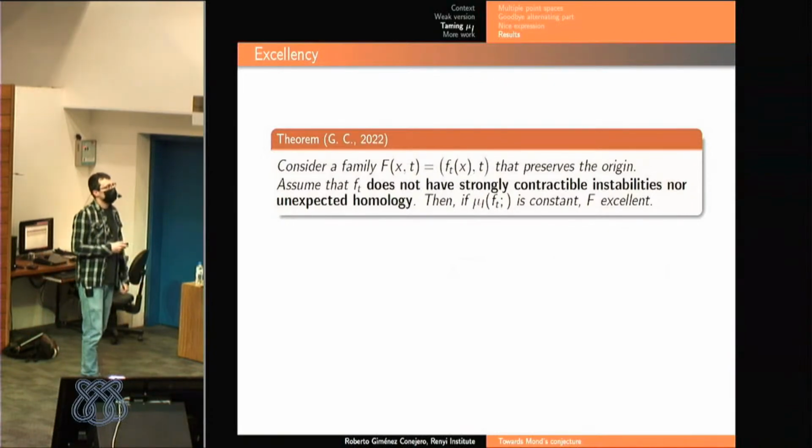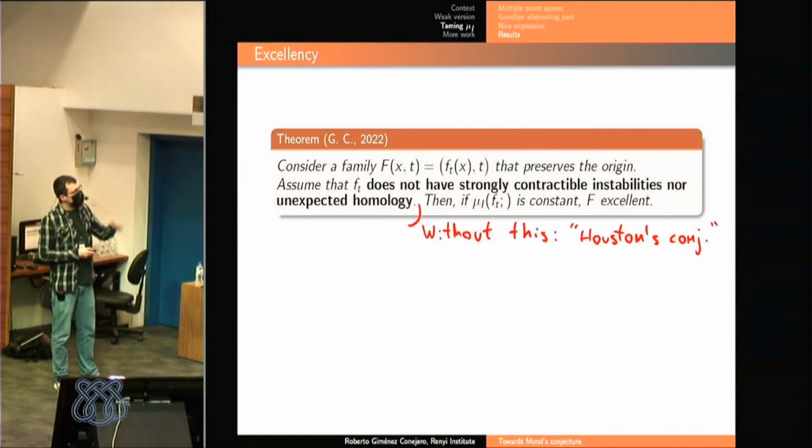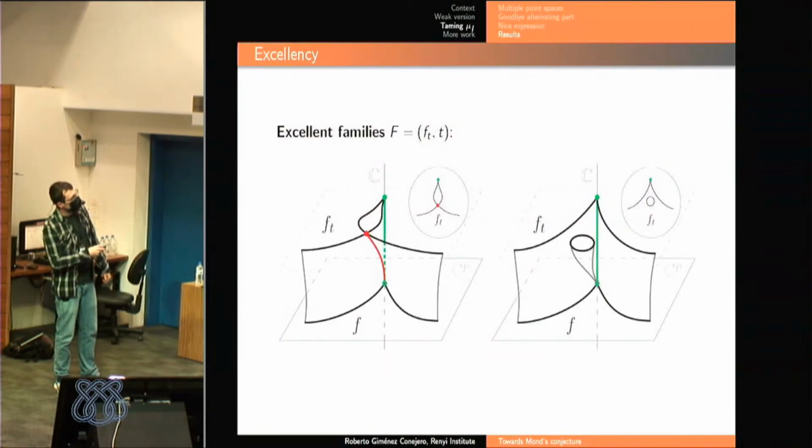If you have a family that preserves the origin, this is a technical condition, and you don't have strongly contractible instabilities in the deformation, and you don't have unexpected homology, then the image Milnor number controls the excellency. If this is constant, then you have an excellent family. And so, for example, here, if this image Milnor number is constant, then the family is excellent. You cannot have this splitting of something of dimension 0.